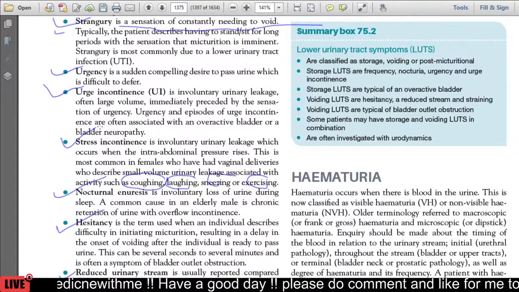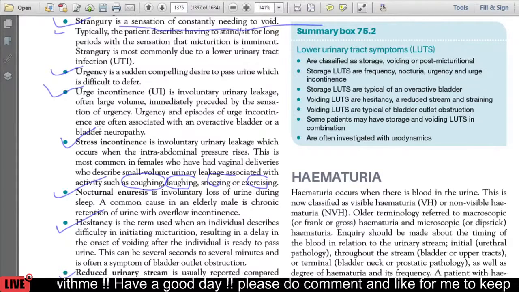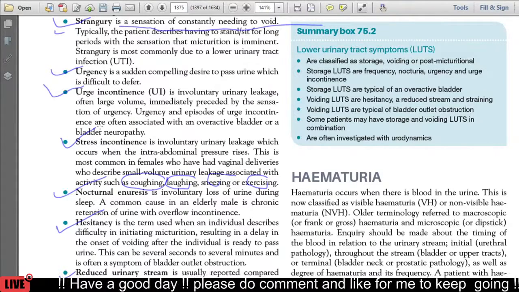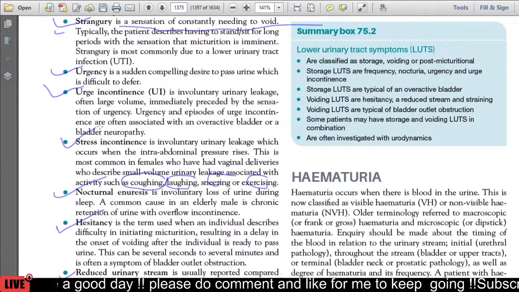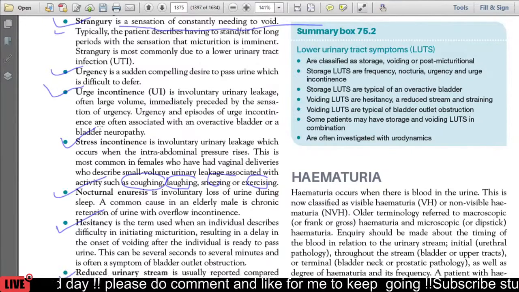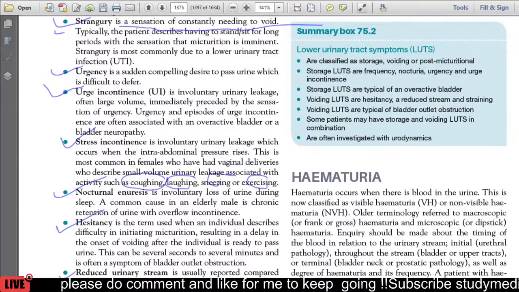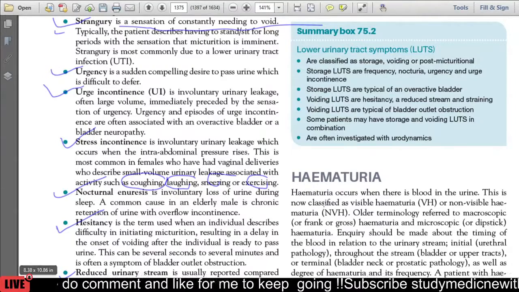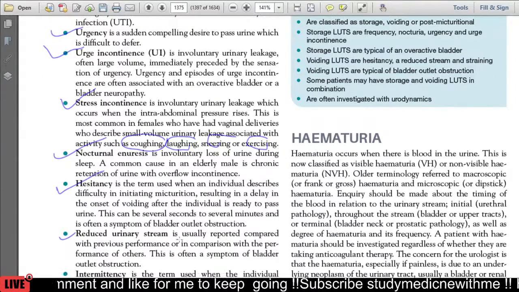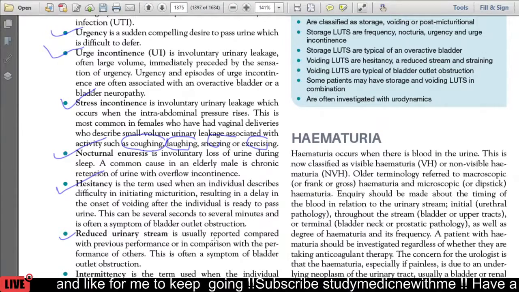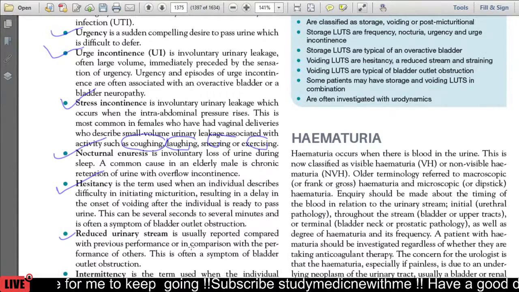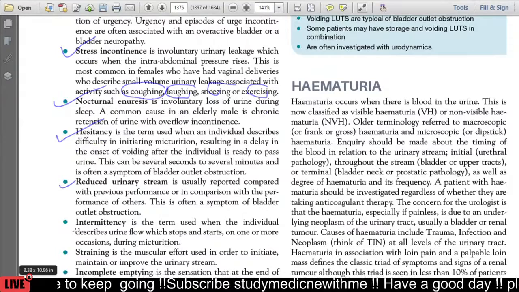Hesitancy is difficulty in initiating urination. Then there is reduced urine stream. What does that mean? A reduced amount is reported. It is usually reported compared with previous performance, or in comparison with the performance of others. This is often seen with bladder outlet obstruction.